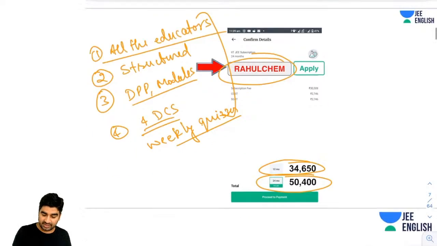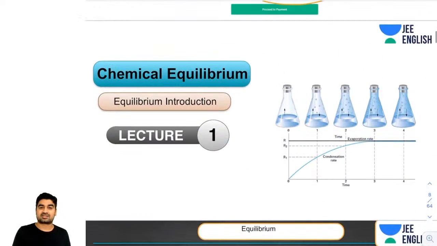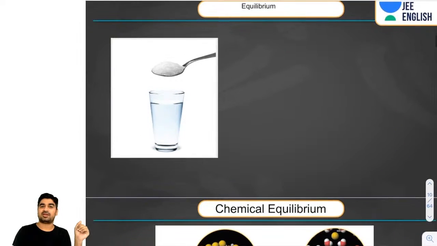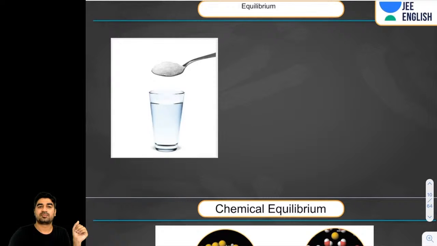Okay, so guys, let's start chemical equilibrium. A very, very important topic, guys. So, what is this? As you can see here, we have a spoon, and in this spoon we have sugar, guys.